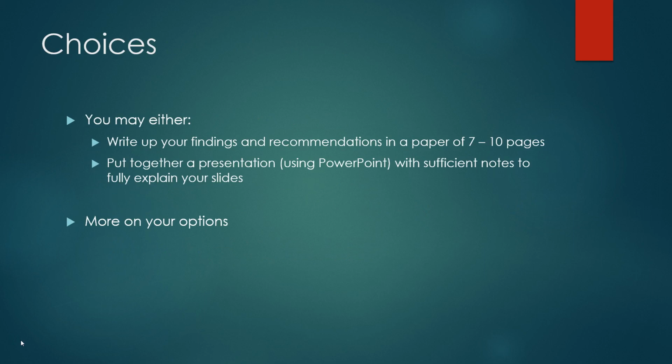So I'm going to give you 2 choices. I'm going to talk more about the actual specifics of the assignment in a minute, but first the choices. You may either write up your findings and recommendations in a paper of 7 to 10 pages. That's the original assignment. If you look in the Canvas course, you'll see that the original assignment is to write a paper where you show me your findings and show me your recommendations.